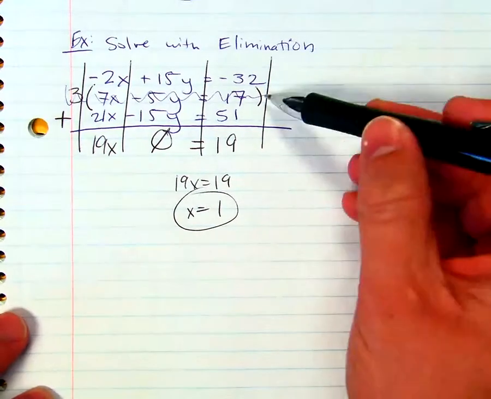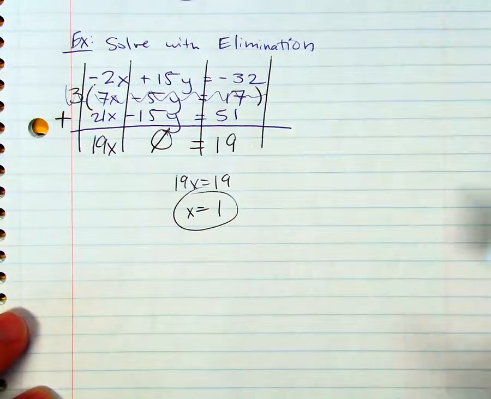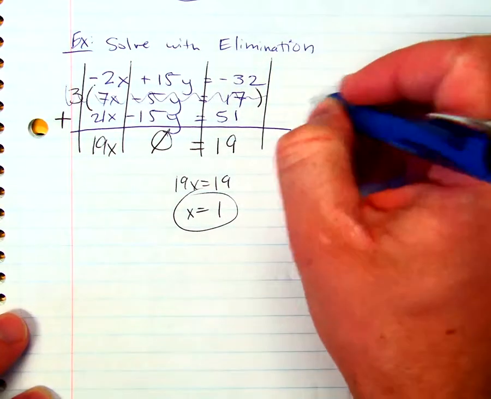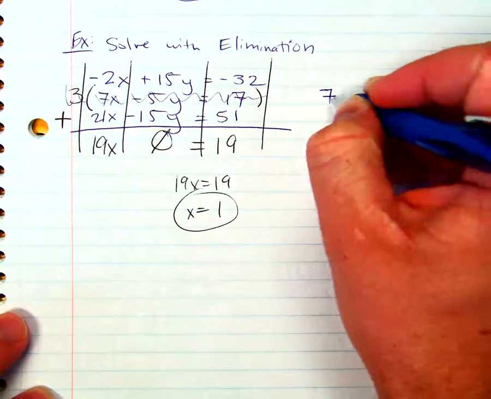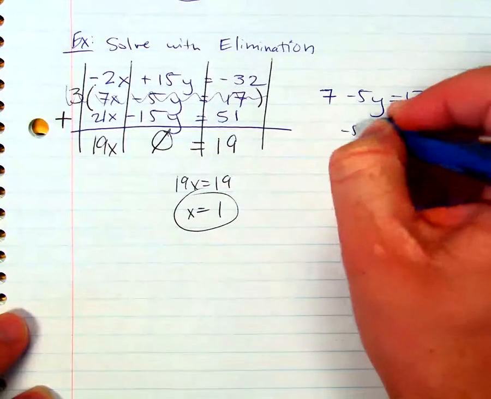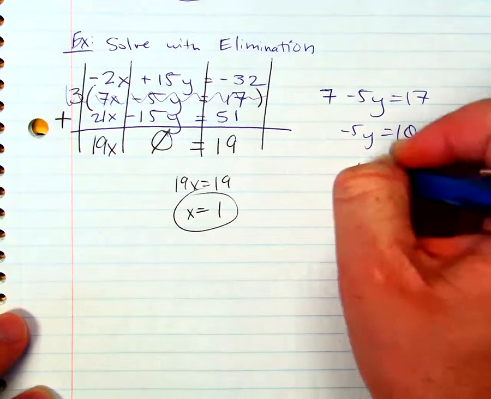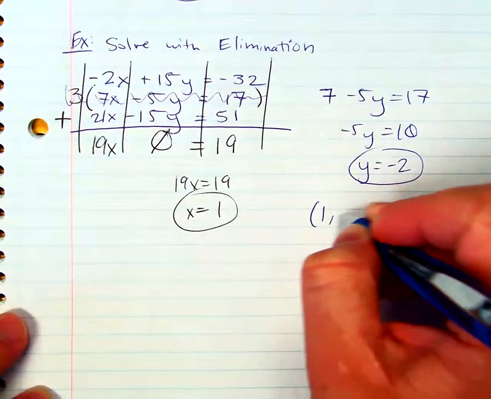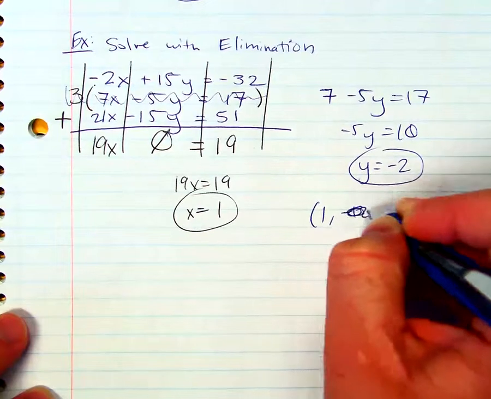I'm going to go ahead and plug it into the one that I crossed out, just because that had the smallest numbers in it as far as the 17 on the end goes. So that would give me 7 times 1 is 7, minus 5y equals 17, negative 5y equals 10, so y equals negative 2. So when it's all said and done, 1, negative 2.